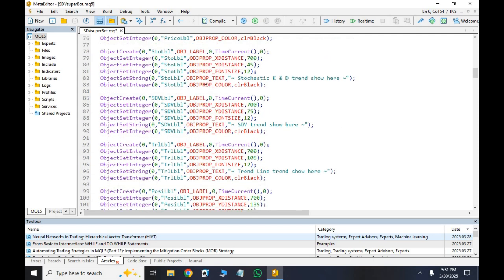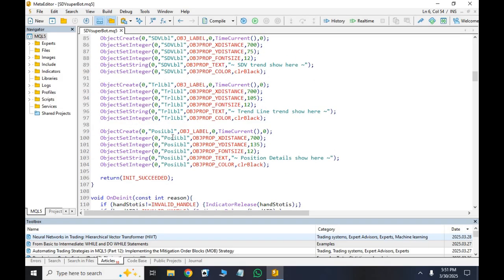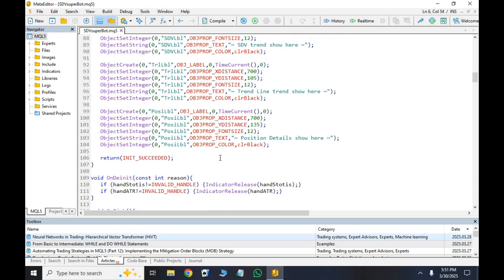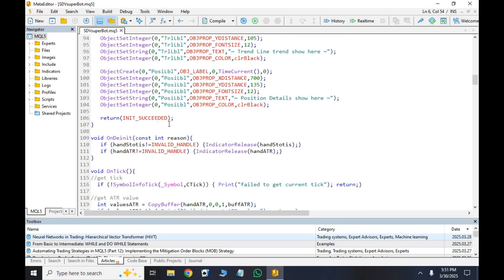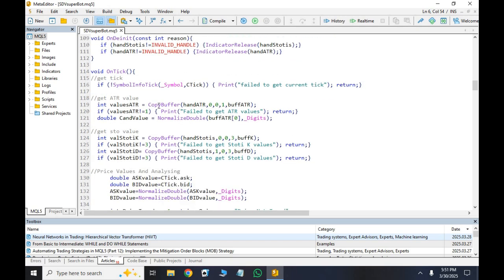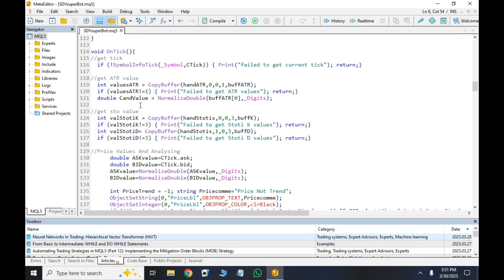That label box coding is here, so it's label box get for the software, and return INIT_SUCCEEDED. In OnDeinit, indicator release, handle stochastic not invalid, indicator release, ATR not invalid, indicator release. Right, void OnTick. In our tick time, this is the analyzing coding.